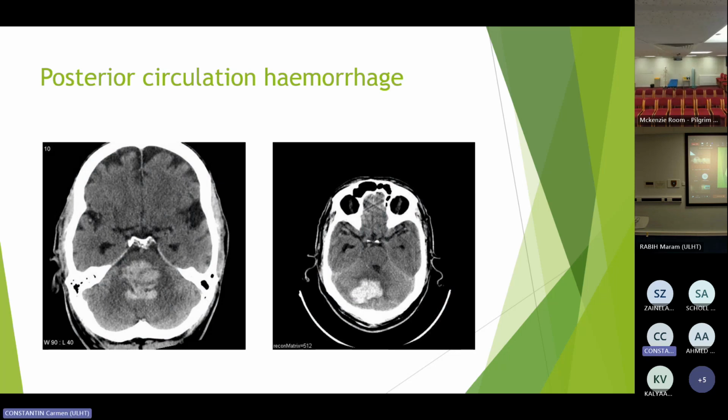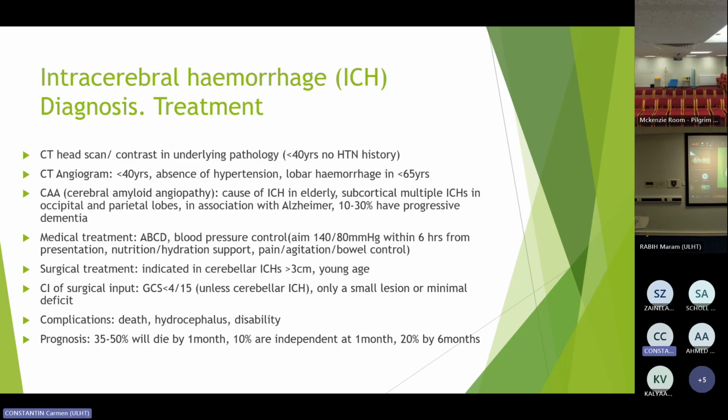Posterior circulation hemorrhages on the CT, how do they look? This is quite a large brainstem and cerebellum hemorrhage on a CT scan in this patient. This is the same patient actually. And they are very dangerous. These cases generally, all hemorrhages are referred to the neurosurgical team, but especially cerebellar hemorrhages are taken over by neuroscience centers to be monitored and to intervene if GCS drops or the patient is getting worse in any other way.